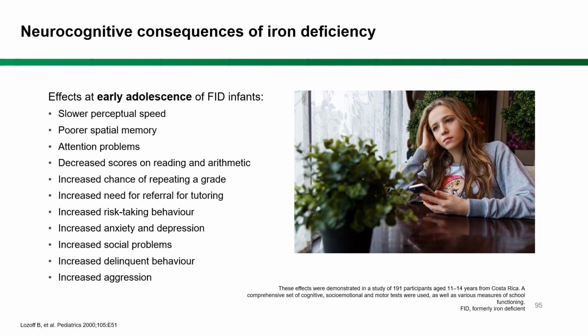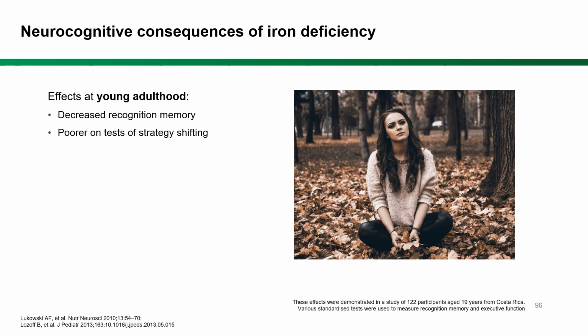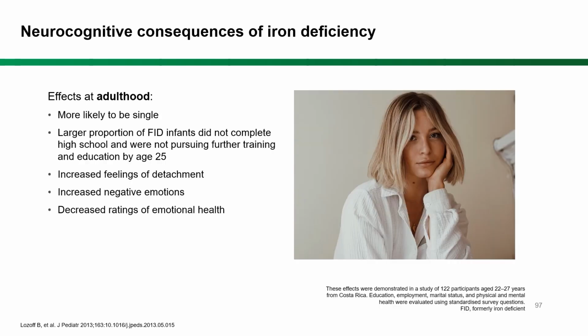The problems remained into young adulthood, where there were still problems with memory and tests of strategy shifting. And even as adults, at the age of 25, these people were less likely to have completed high school, pursue further training and education, felt more detached, had more negative emotions, and generally had poorer rating of emotional health.